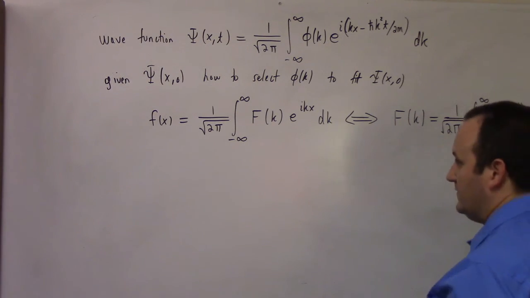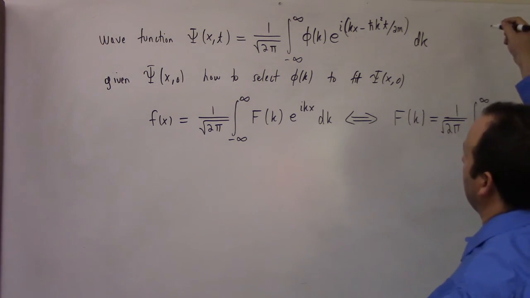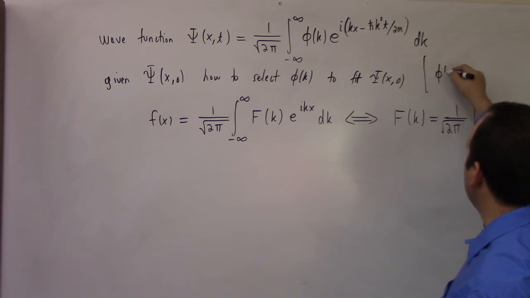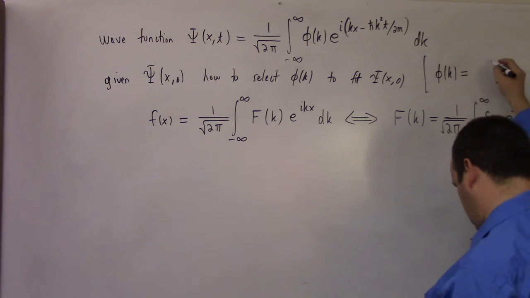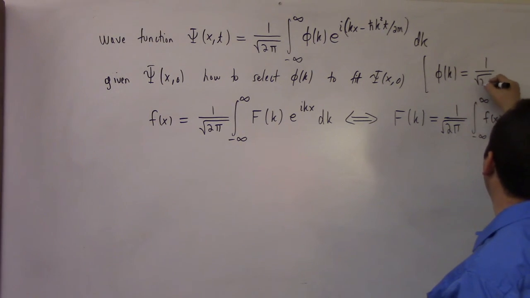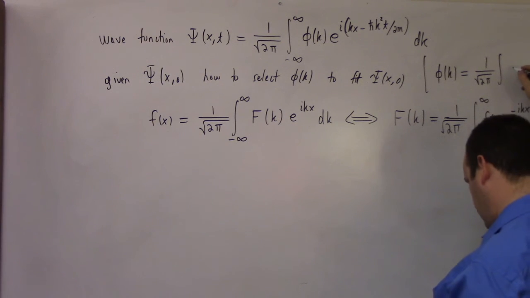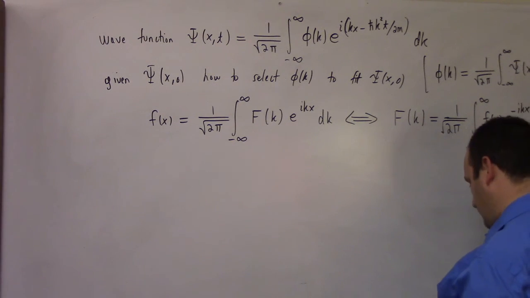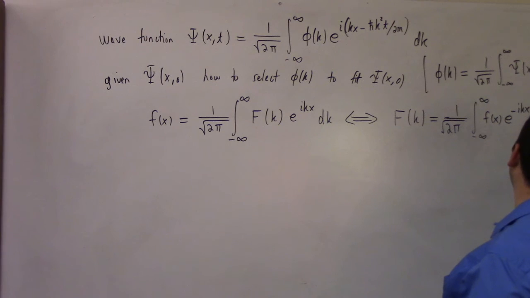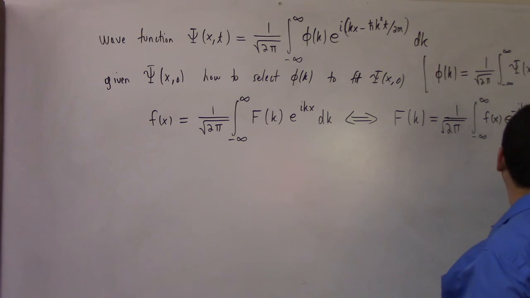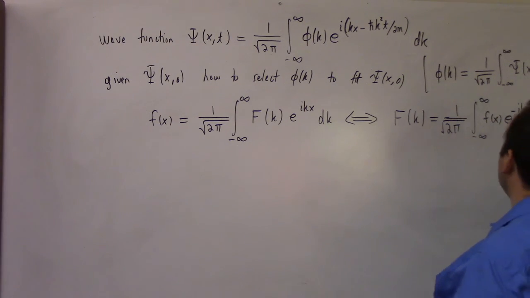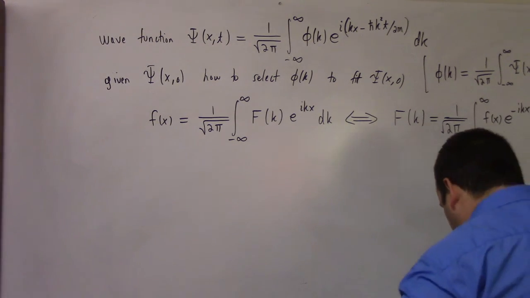Anyway, by the way, the answer to this question is the following: to find phi of k, you take 1 over the square root of 2 pi times the integral from minus infinity to infinity of the initial wave function, psi of x,0, e to the minus ikx, dx. If you can calculate that integral, that will give you the phi of k.